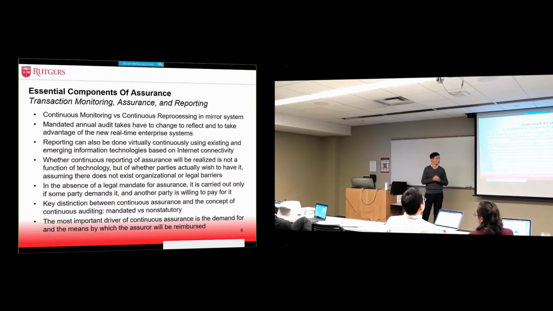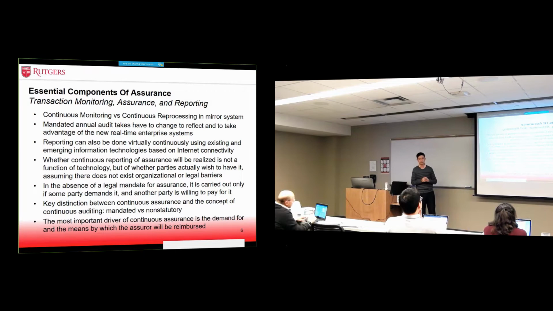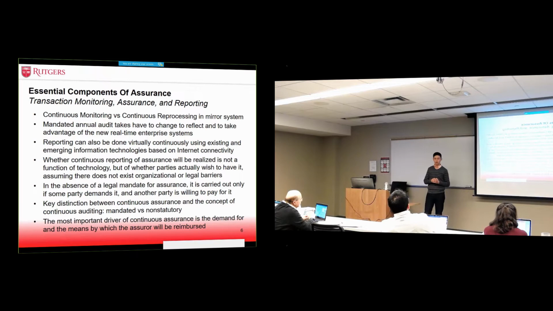Another reason for the availability of this continuous assurance is increased internet traffic and internet connectivity, through which you can transfer large amounts of data from any point to any point. Whether continuous reporting of assurance will be realized or not is not really a function of technology, and the paper argues that the current state of technology already supports continuous assurance, but the main thing is demand and infrastructure for payment.